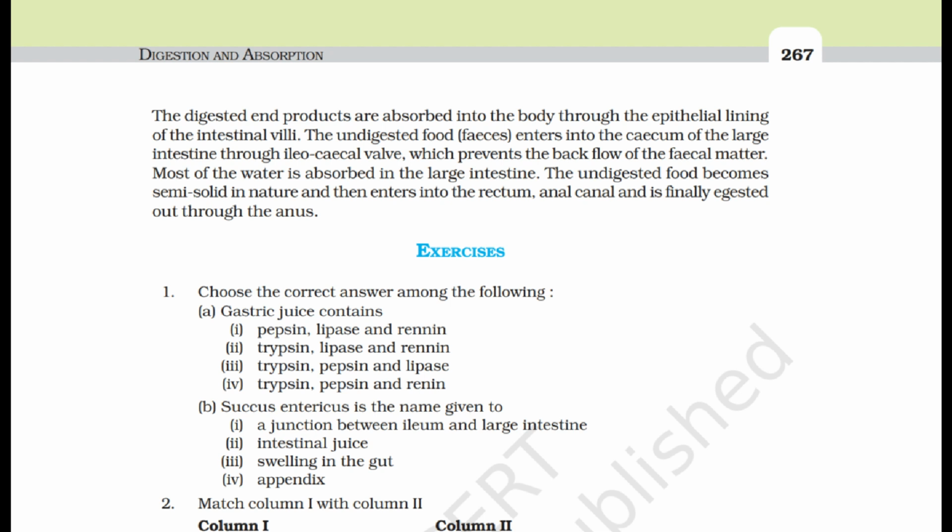The undigested food, feces, enters into the cecum of the large intestine through the ileocecal valve, which prevents the backflow of the fecal matter. Most of the water is absorbed in the large intestine. The undigested food becomes semi-solid in nature and then enters into the rectum, anal canal, and is finally egested out through the anus.